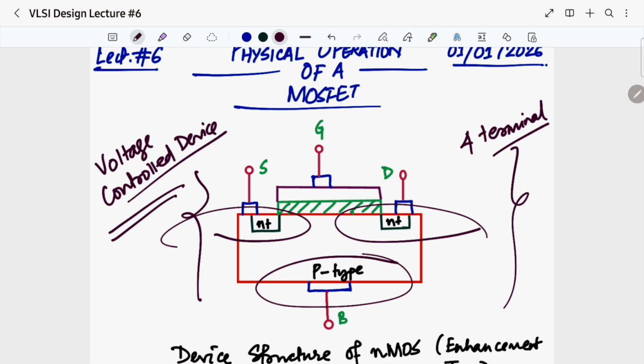Now I have got how many terminals? 4 terminals. Now which terminal out of these 4 will act as the controller? Will it be the drain? Will it be the source? Or will it be body or gate?